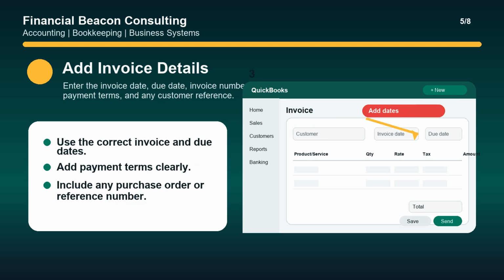Step 3 is to complete the invoice details. Enter the invoice date, due date, invoice number, and payment terms. If the customer gave you a purchase order number or reference number, include it so their accounts team can process the invoice faster. Use clear dates and avoid backdating unless there is a valid accounting reason. This section is important because it affects when payment is expected and how your receivables report will appear.